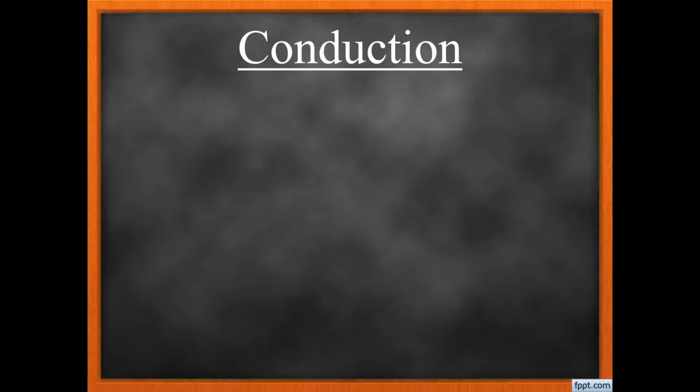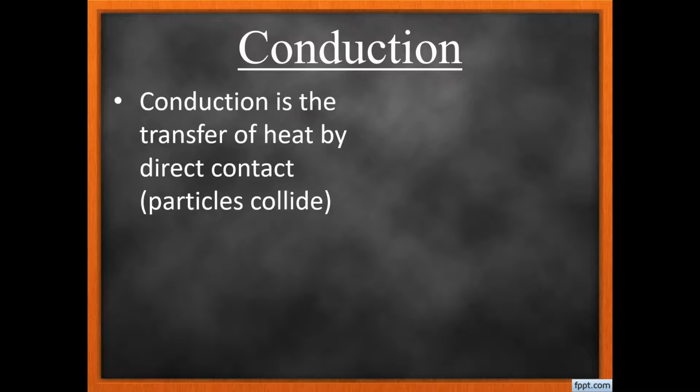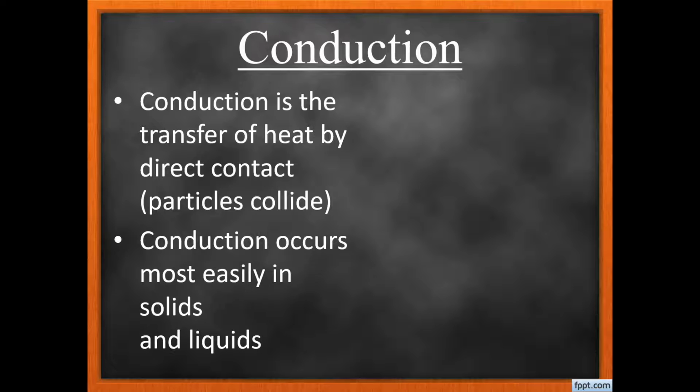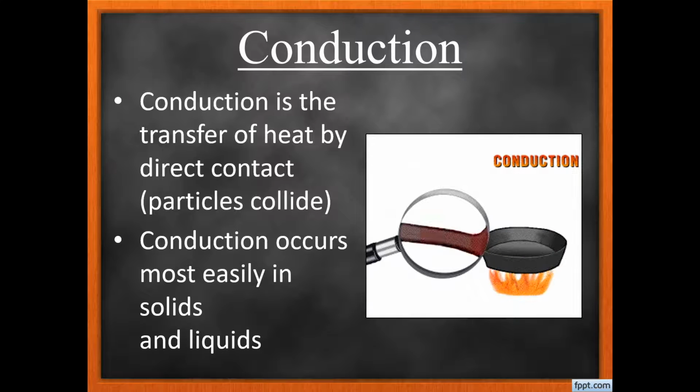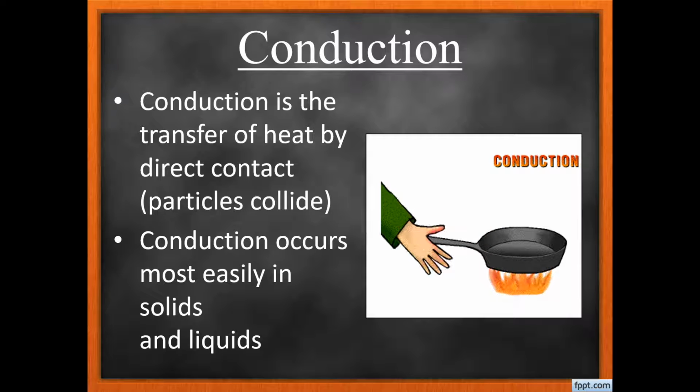So, let's look at conduction first. Conduction is the transfer of heat by direct contact. This is when the particles are physically touching, and the vibrations of neighboring particles move and start vibrating the others. So conduction occurs most easily in solids and liquids. For example, if you put a skillet over a fire, the heat will travel up the handle because all the molecules in the handle are next to each other.